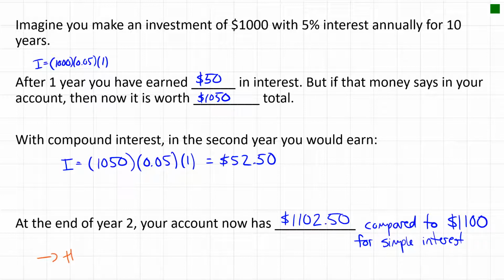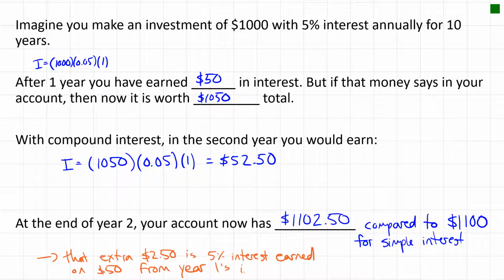So that extra $2.50, that is 5% interest earned on the $50 from year 1's interest. So what compound interest does is it earns interest on previous interest.